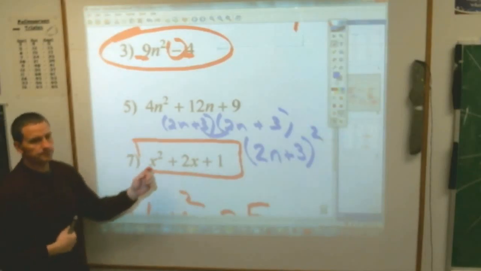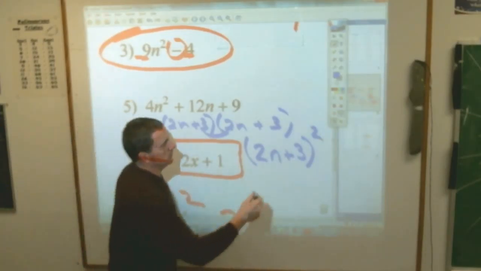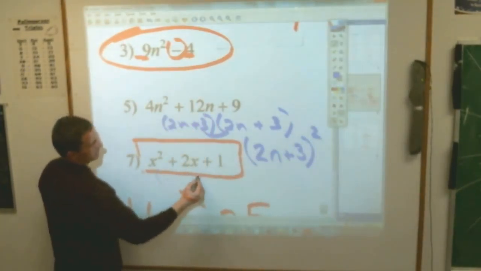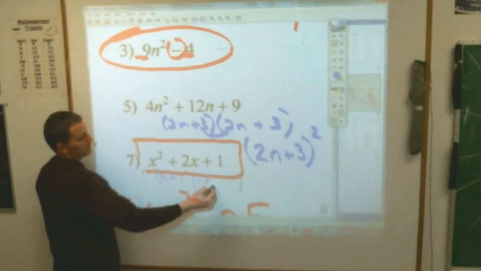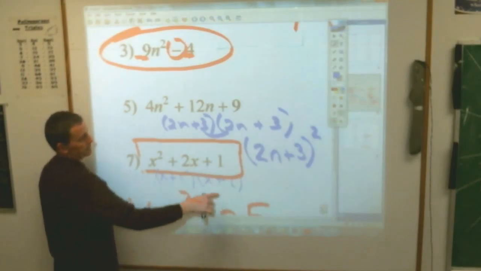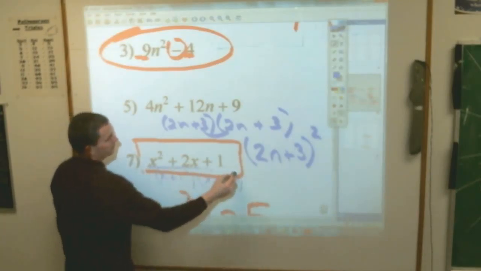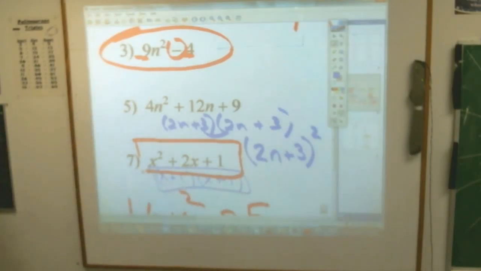This one here, if you're factoring that down, it would end up being what? x plus 1 times x plus 1. Do you get a 2x in the middle? Yeah, because 1 times x and another 1 times x. So those are kind of the two special cases they talk about.